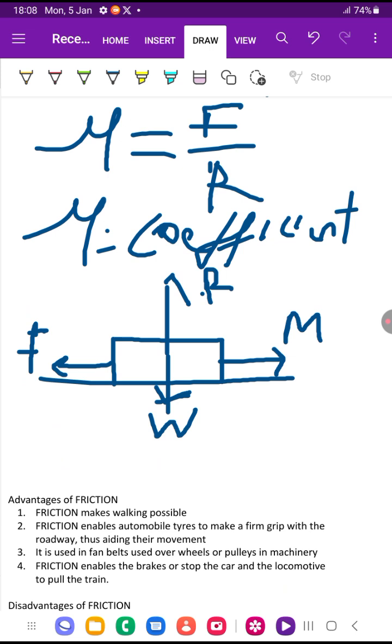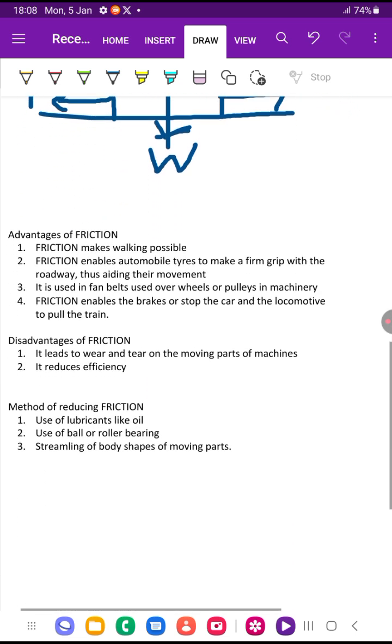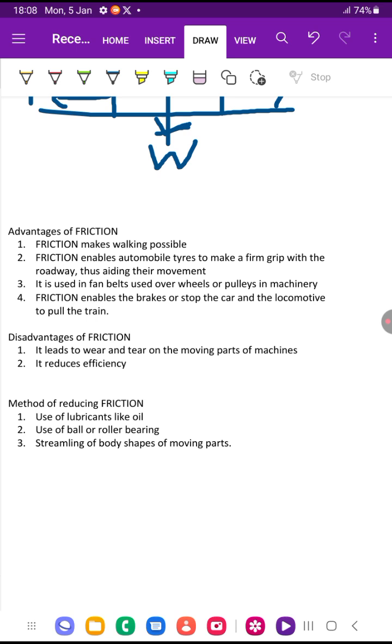Now let's look at the advantages of friction. Friction makes walking possible, and also friction enables automobile tires to make a firm grip with the roadway. It is also used in fan belts, in wheel and pulley machinery. And friction also enables the brake to stop the car. It enables the brake to function properly.